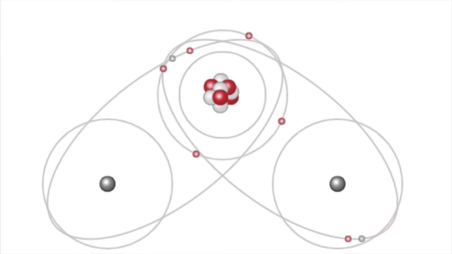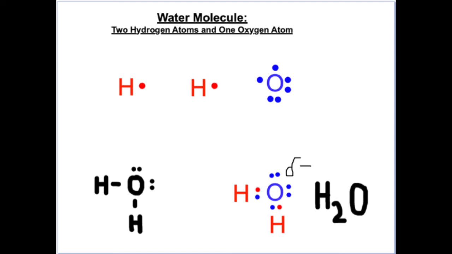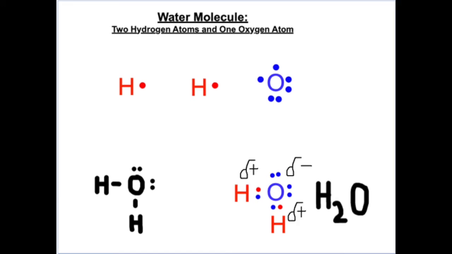This is a polar covalent bond, which means since the oxygen is slightly stronger, it can pull electrons closer to it than the hydrogen, so it ends up with a slightly negative charge, while the hydrogen atoms end up with a slight positive charge. This means the molecule can interact with other charged atoms, molecules, or electrons.